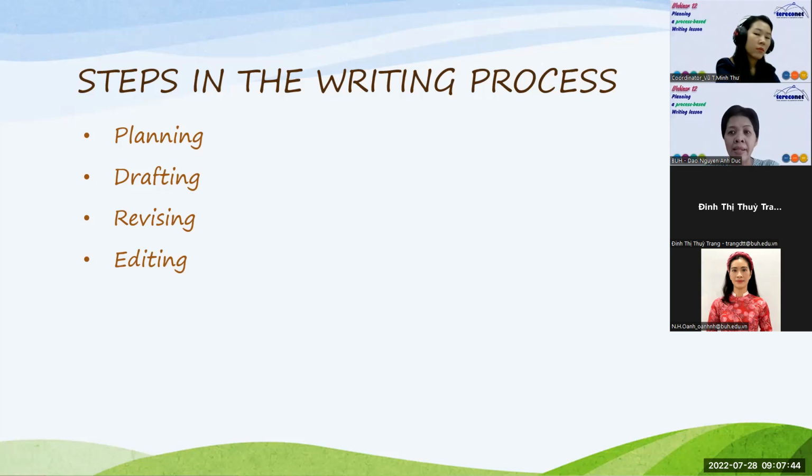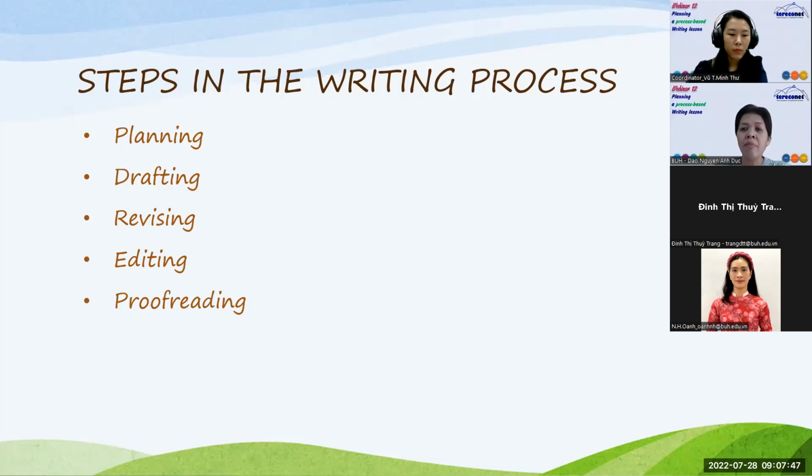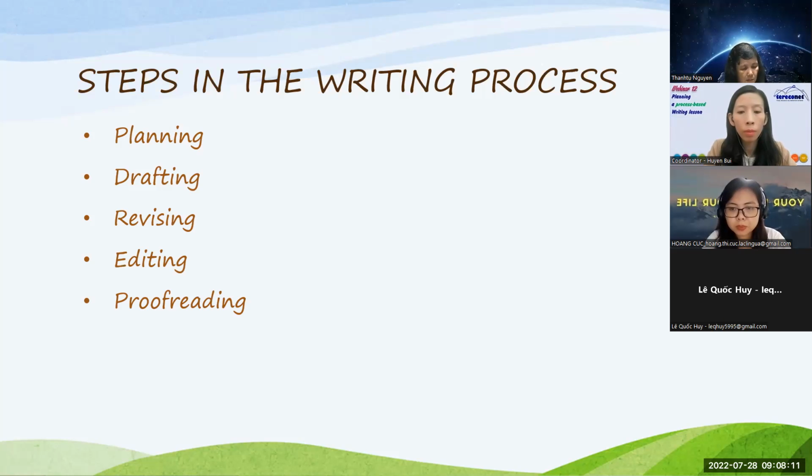That is for editing. And the last thing is proofreading. When we are happy with all the ideas, the organization of the ideas, the vocabulary, and the structure, proofreading is just to deal with very trivial things. Two or three minutes at the end, for example, to look at punctuation, spelling, and format of the writing product. That is for proofreading.